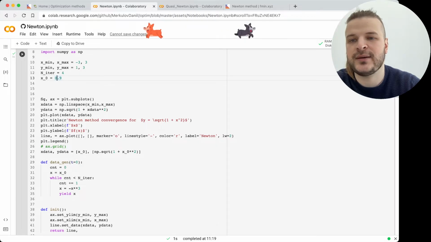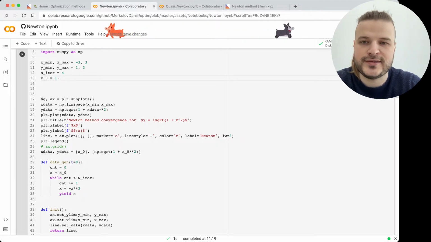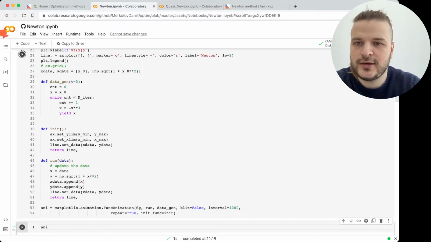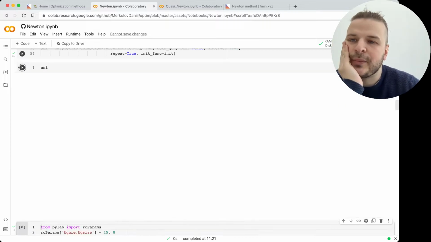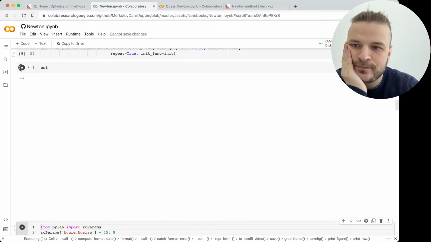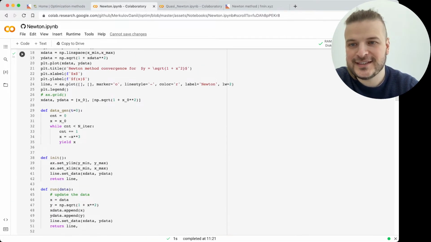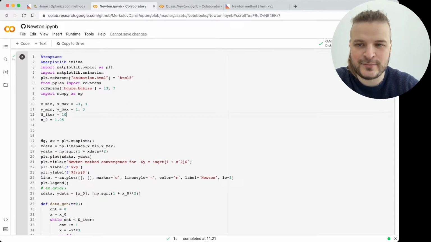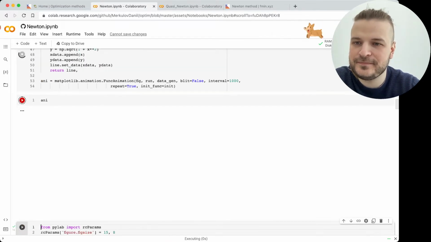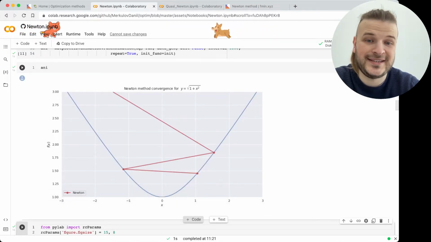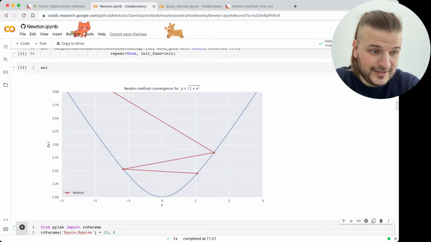Let's start, for example, from 1, 0, 5 here, and let's plot for 10 iterations. What we obtain here is, yeah, for 10 iterations we have a numerical result out of range. Let's decrease the number of iterations slightly. You can see a divergence here.